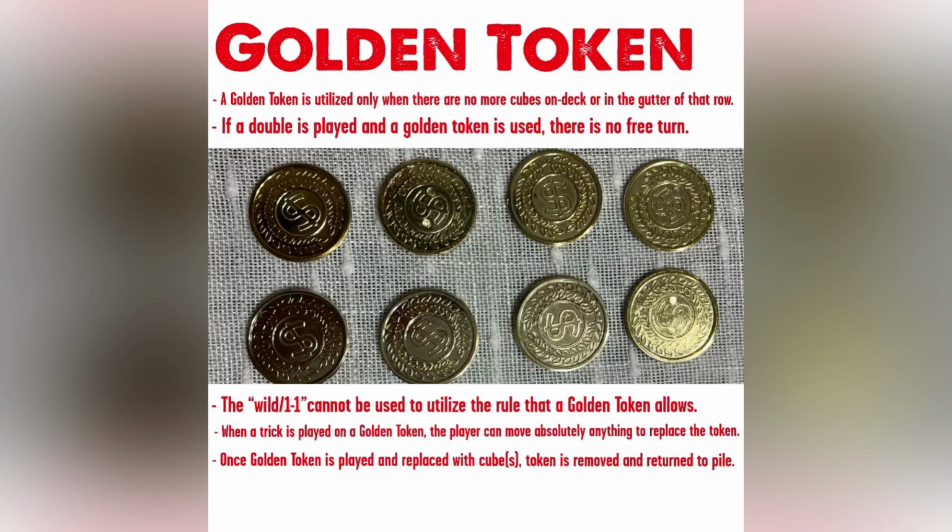When a trick is played and the square that the trick represents has a golden token on it, the player may move any of their own cube or cubes such as munchie, frozen, triple, quad, next on deck cube, or one cube from any gutter to replace a golden token. Once a golden token is played, it is to be returned to the pile off of the game board. When a golden token is on a square, the 1-1 wild rule does not apply. To utilize the golden token rule, a player must play that exact trick associated with the square containing the golden token.